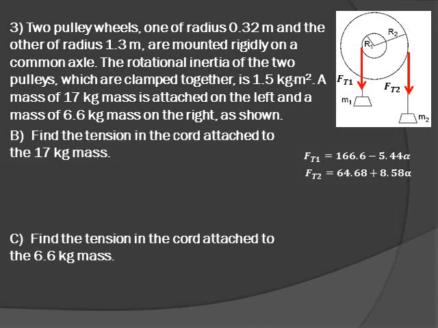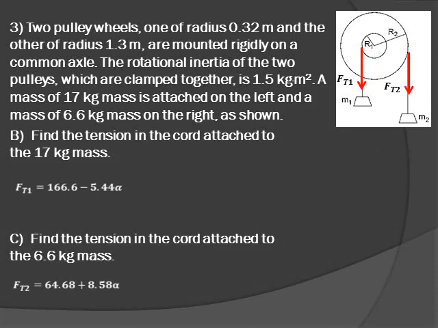Alright, so part B says find the tension in the cord attached to the 17 kilogram mass, and part C says find the tension in the cord attached to the 6.6 kilogram mass. So we're going to use our two equations. We're going to go ahead and plug in our angular acceleration into the first one. So we get force of tension is going to be equal to 166.6 minus 5.44 times a negative 2.13.